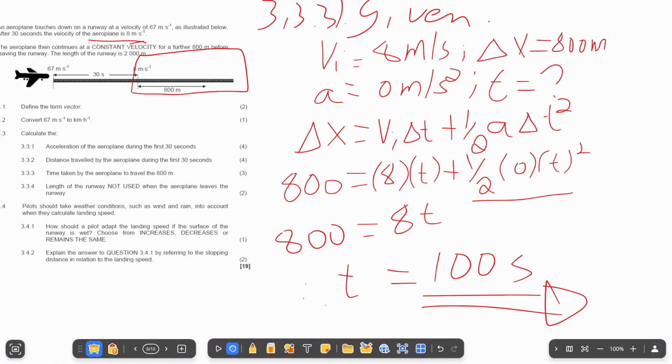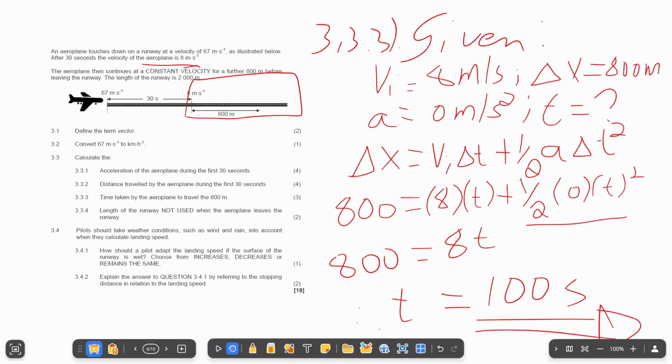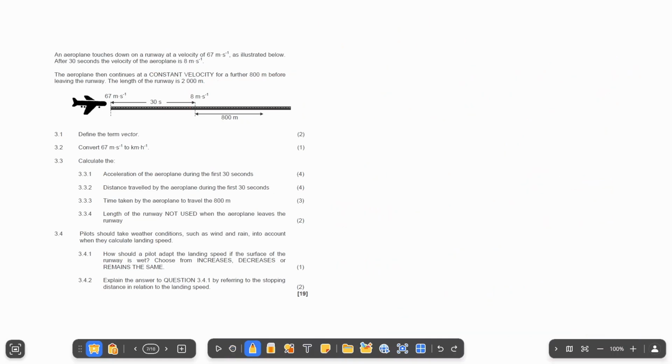Now let's move to the next question. The next question wants us to calculate the length of the runway that is not used when the aeroplane leaves the runway. Now for this one, let me write here 3.3.4. We want the length of the runway not used when the aeroplane leaves the runway.